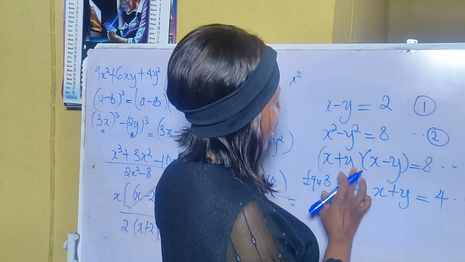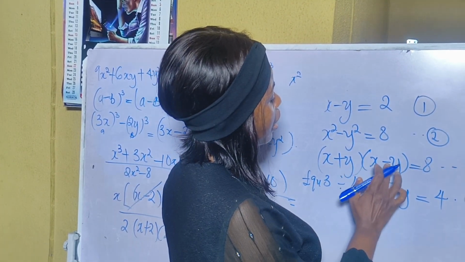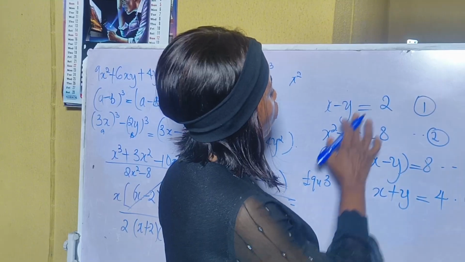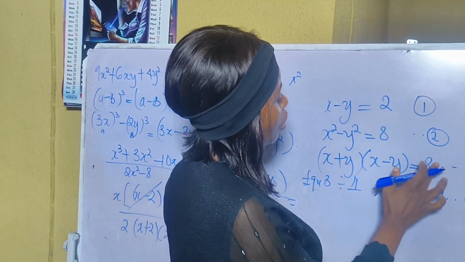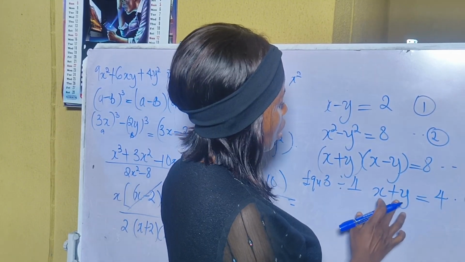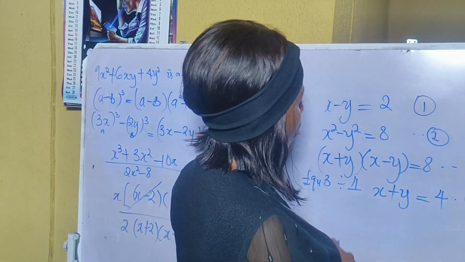This is x plus y. When I divide this bracket plus this, minus this, all over this, this goes away. I'm left with x plus y is equal to 4.